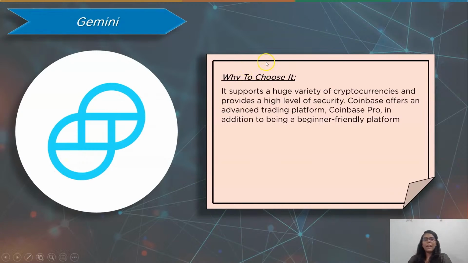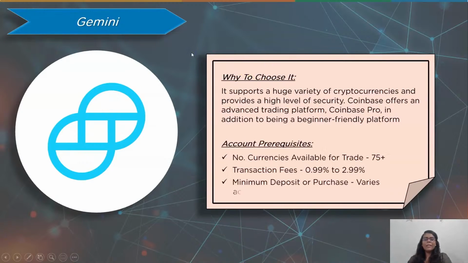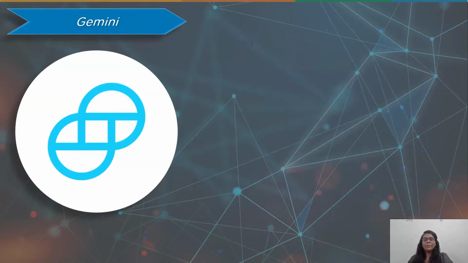Now, let's have a look at the account prerequisites for Gemini. It only supports 75 plus cryptos for trading with a transaction fee ranging between 0.99% to 2.99%. Also, it has a minimum deposit or purchase price and it varies according to the asset invested. Now, let's have a look at its pros and cons.